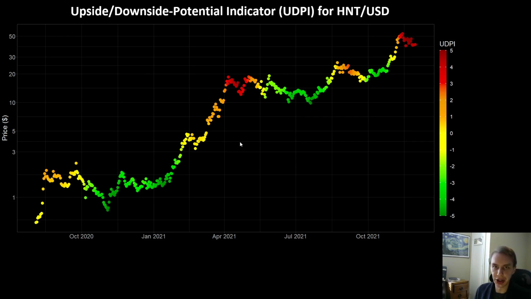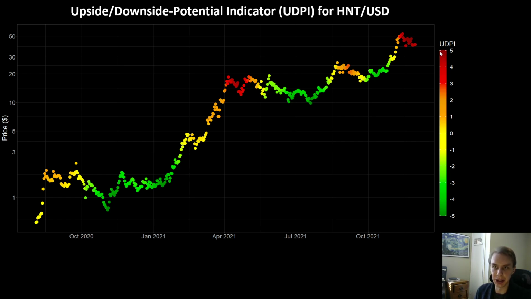So if you're returning to the channel, you're quite familiar with this type of graph. What I'm showing you here is the price history of Helium over time. The price is in logarithmic form. Each dot corresponds to a day, and each day is color-coded based on the output of our risk indicator, the upside-downside potential indicator, or UDPI.